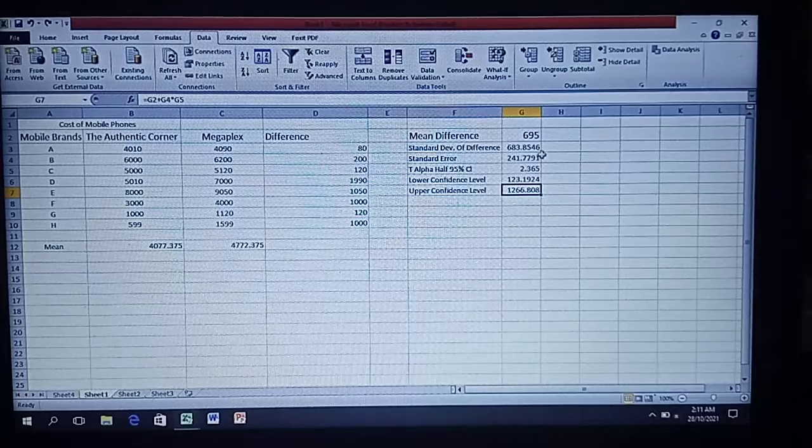Given this, we can now make a statement: we are 95% confident that the mean difference between the mobile phone prices at the Authentic Corner and Megaplex is between 123.1924 and 1266.808, with a bit more expensive in the Megaplex. So that's it.